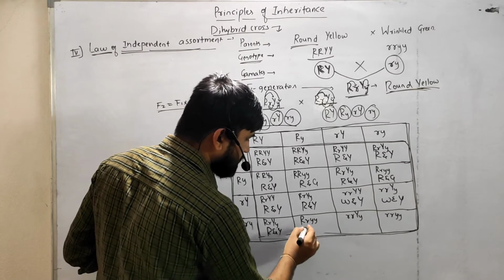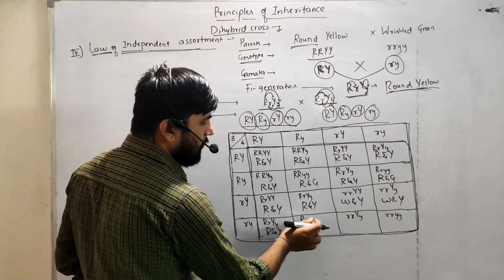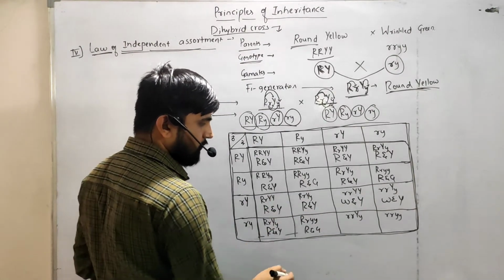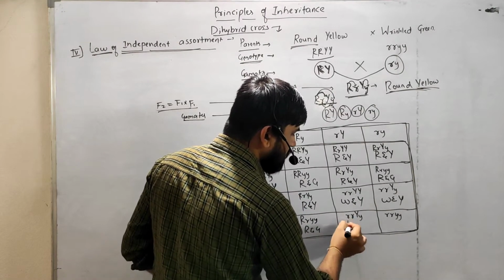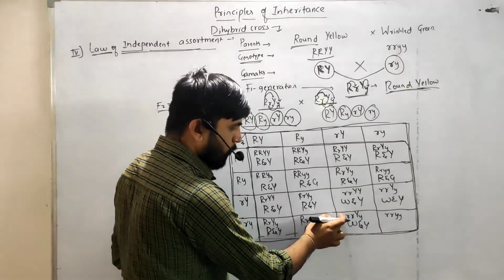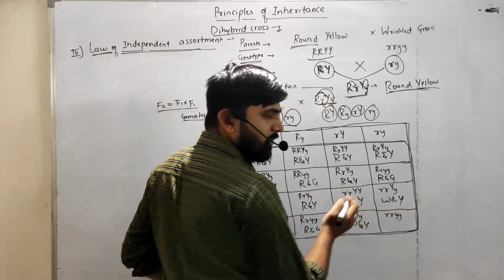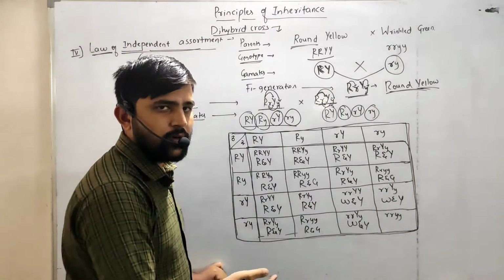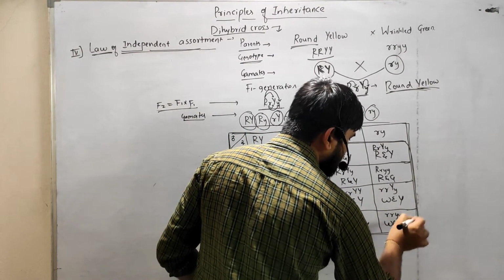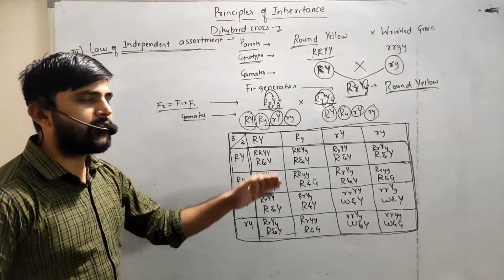And here also this is round and green, because small y is in recessive form, both are in recessive form. And here this is wrinkle and yellow, because small r is in homozygous condition, that's why it expresses itself. And here both small y are in recessive form, that's why they express themselves. This is wrinkle and green, right? So these are the possible phenotypes of the F2 generation.